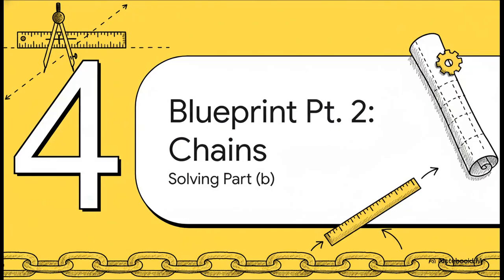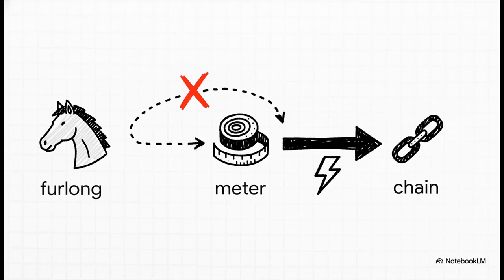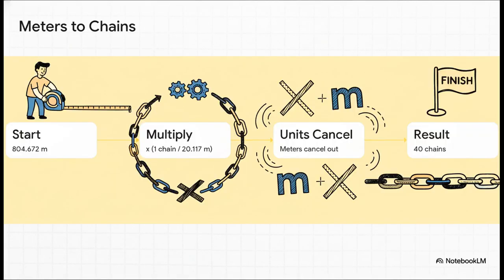All right, on to Part B. And here's the best part. We've basically already done all the hard work. We can use the exact same strategy to figure out the distance in chains. Super efficient. This is where our two-step plan really shines. We don't have to start over from furlongs. Nope. We can just pick up right where we left off with our distance in meters. This is going to be quick. So we grab our 804.672 meters, we multiply by the conversion for chains, again, making sure meters cancel out, and what do we get? 40 chains. That's it. It's really that straightforward when you have a good system.